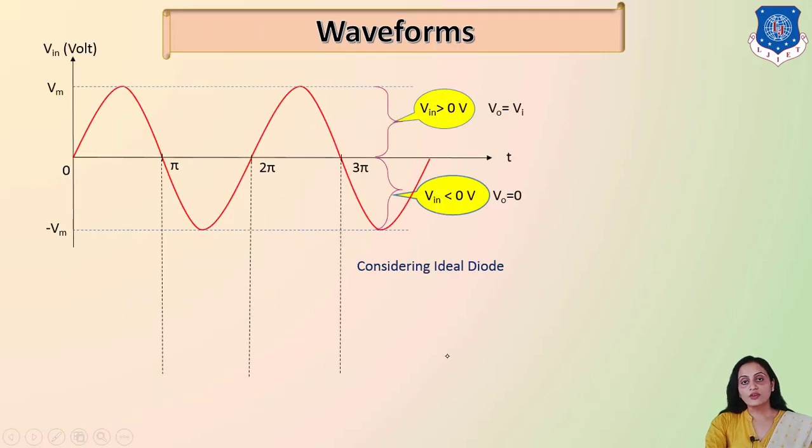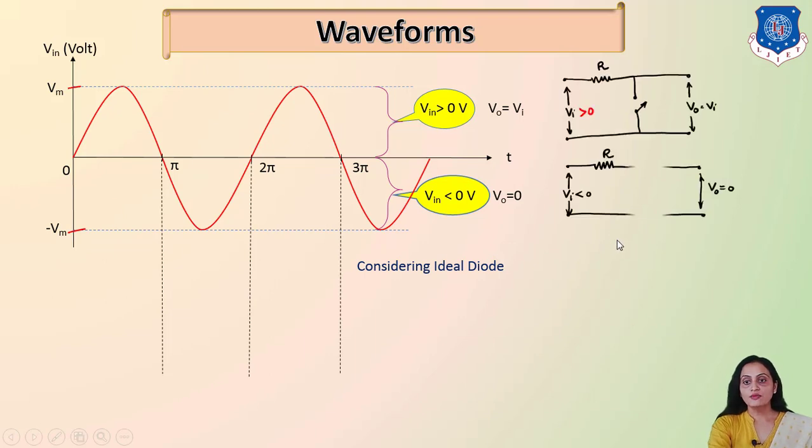Now we will see the waveforms for the negative parallel clipper circuit. This is the input signal which we have applied to the clipper circuit, that is the sinusoidal, considering the plus Vm and minus Vm, the peak to peak value. And these are the equivalent circuits: this is for the positive half cycle, this is for the negative half cycle.